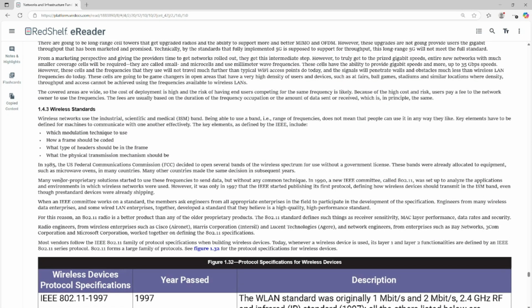Wireless standards. Keep in mind that wireless networks use the industrial, scientific, and medical band, ISM. Therefore, being able to use a band, that is, a range of frequencies, does not mean that people can use it in any way they like. So there are some guidelines that we have to follow.